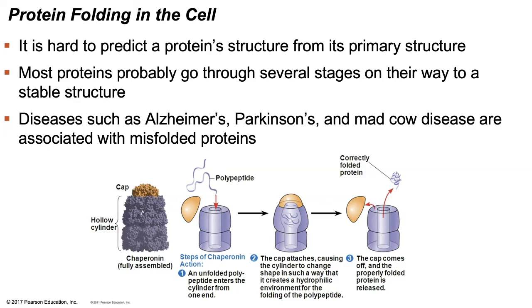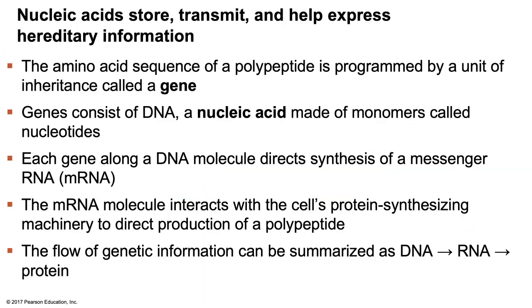Diseases such as Alzheimer's, Parkinson's, and mad cow diseases are associated with misfolded proteins. And a cell that has too much denaturation of proteins will activate a process of programmed cell death, which we call apoptosis. And for our last macromolecule, we have nucleic acids. Students always forget this one, so make sure you note it down.